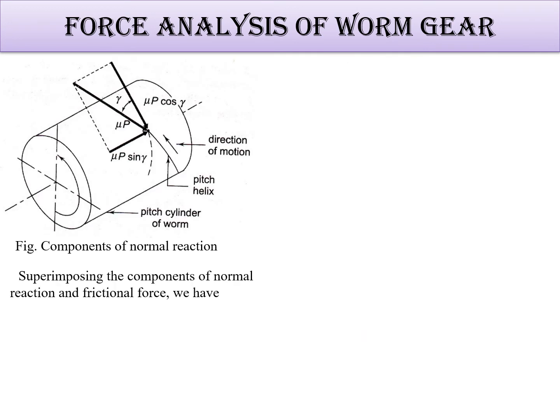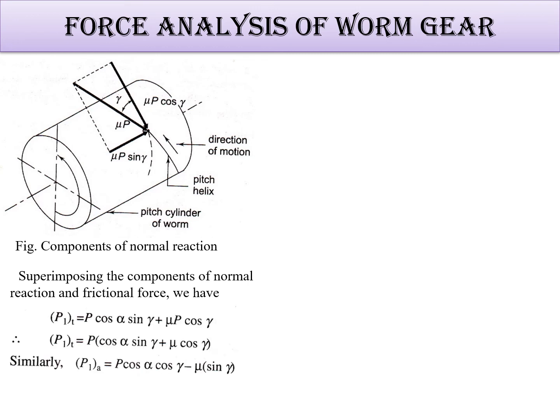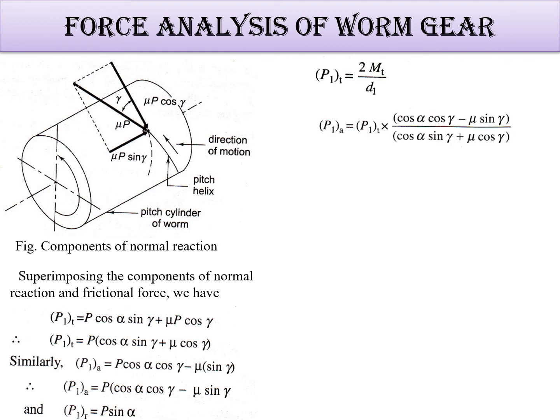Now based on this, by superimposing the components of normal force, P1T is equal to P cos of alpha sin of gamma. Based on the previous equation, we put the value. What we get is P1A equal to P cos of alpha, cos of gamma minus mu sin of gamma, and P1R is equal to P sin of alpha. So these are the final equations which we get here.